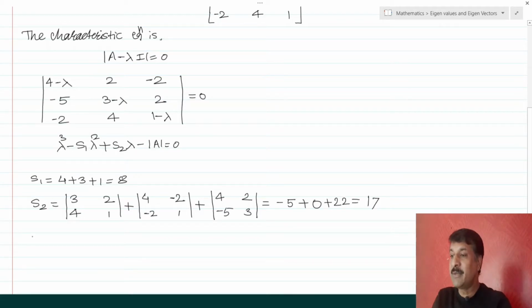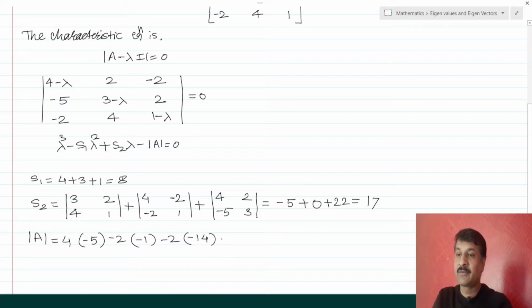And what about the determinant of A? Determinant of A is 4 in bracket 3 minus 8, it is minus 5. Then minus 2 in bracket minus 5 plus 4, minus 1, and minus 2 in bracket minus 20 plus 6, it's minus 14. So what is this value? It is minus 20 plus 2 plus 28. It means that it is 10. So I am getting the characteristic equation: lambda cube minus S1 lambda square plus S2 lambda minus determinant of A equal to 0.